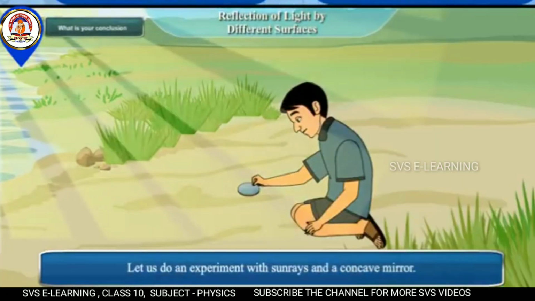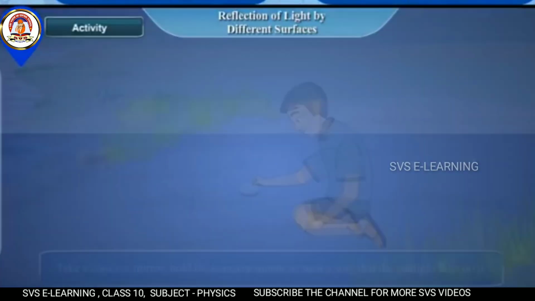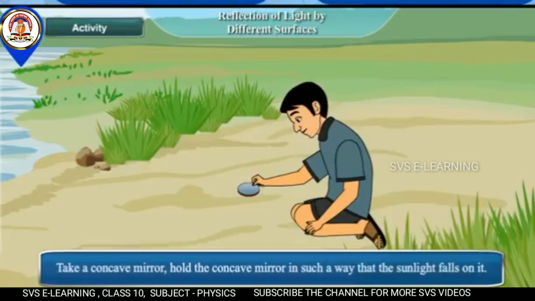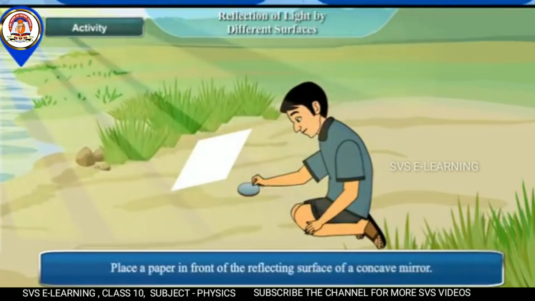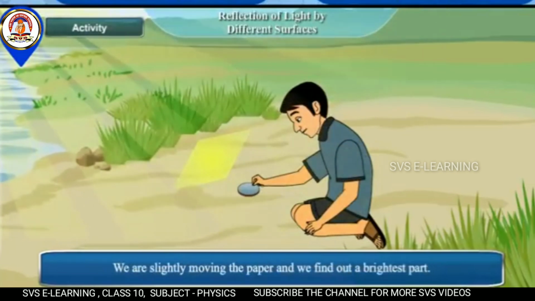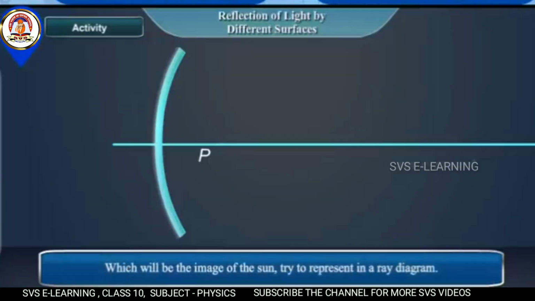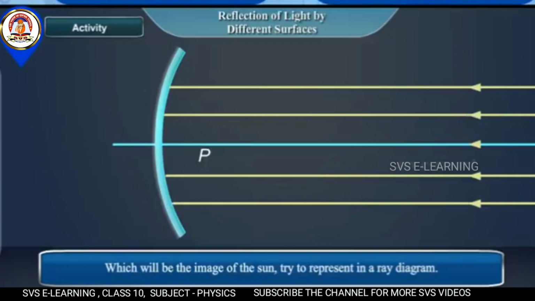Let us do an experiment with sun rays and a concave mirror. Activity: take a concave mirror and hold it in such a way that sunlight falls on it. Place a paper in front of the reflecting surface of the concave mirror. Slightly move the paper and find the brightest spot, which will be the image of the sun. Try to represent it in a ray diagram.